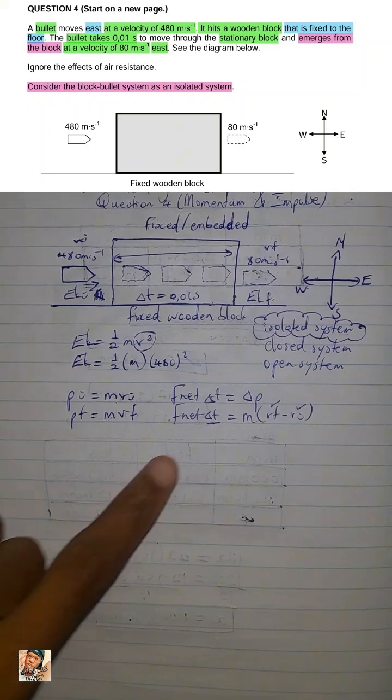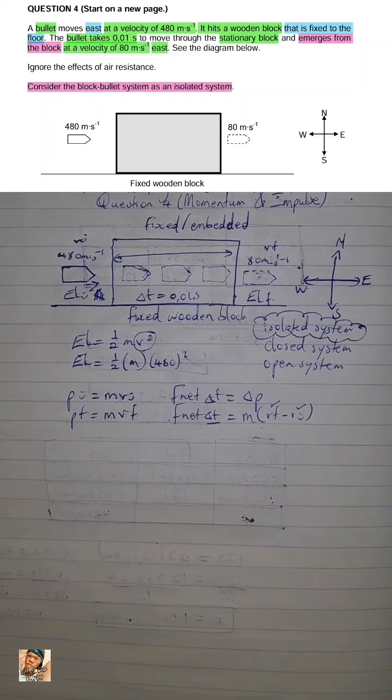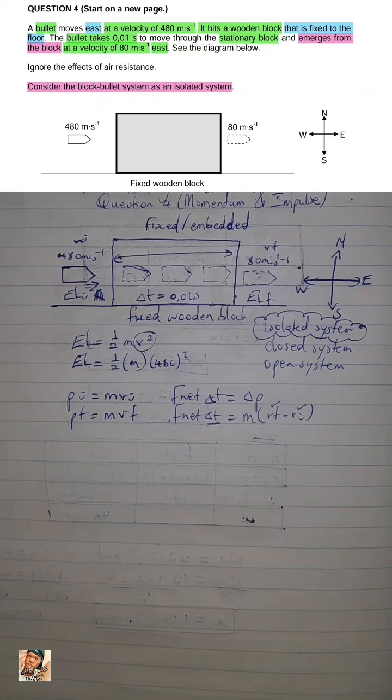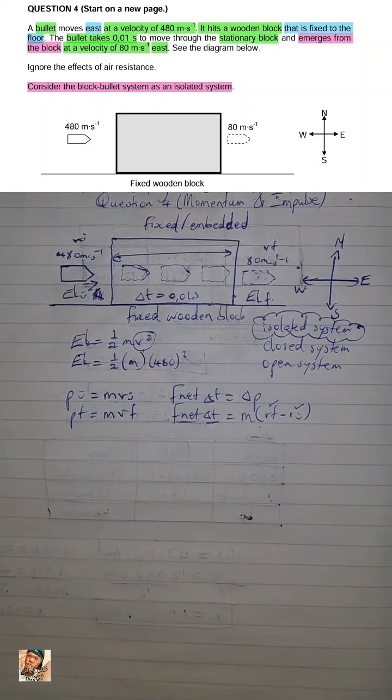The other thing is, what about the F net? The F net is the magnitude of the force that the bullet is going to exert on the wooden block as it goes through, and the force that the wooden block is going to exert on the bullet as the bullet is going through. That is what you're going to call the F net.